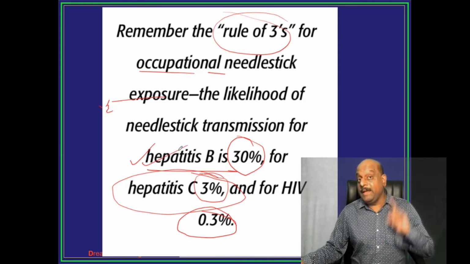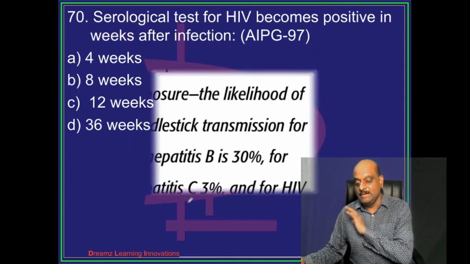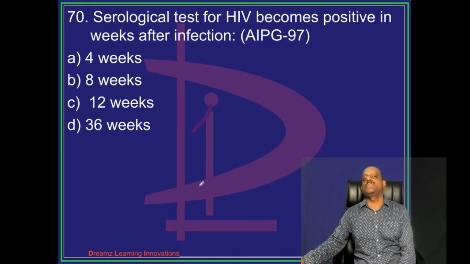So hepatitis B is 30%, hepatitis C 3%, HIV 0.3%. That is the rule of 3 is what you need to remember.